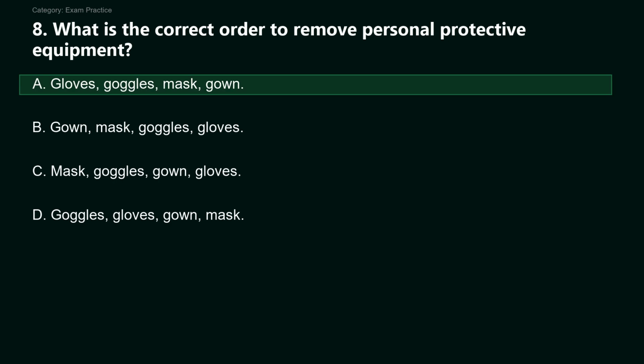The correct answer is option A. Gloves, goggles, mask, gown. Removing gloves first prevents the contamination of the rest of the removal process.